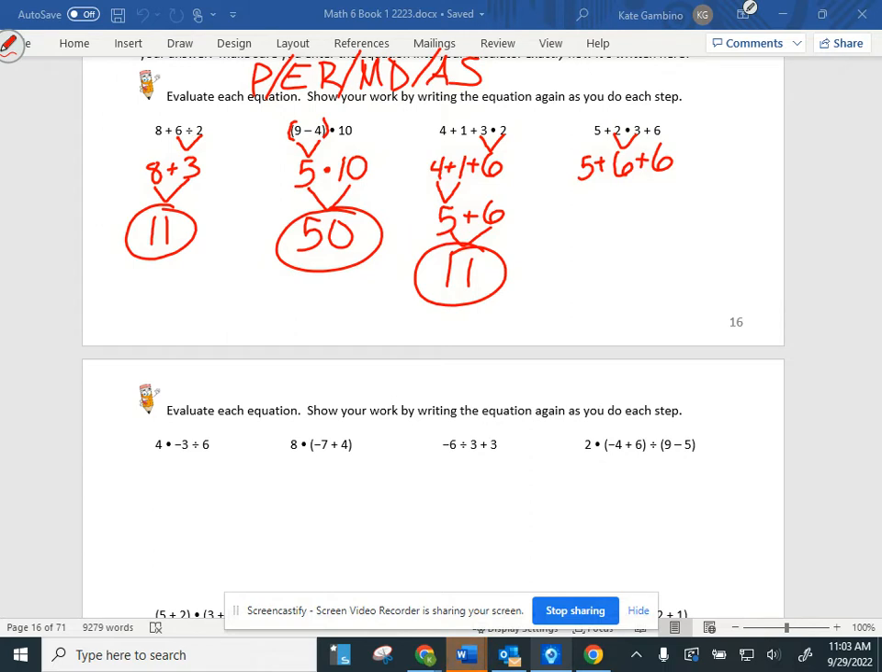Nora, what's next? 5 plus 6, because I'm reading from left to right. 5 plus 6 we just saw is 11. Bring down the rest of my number sentence, plus 6. That's the only operation left. So what is 11 plus 6, Gigi? 17. I should see every single one of these steps on your paper.